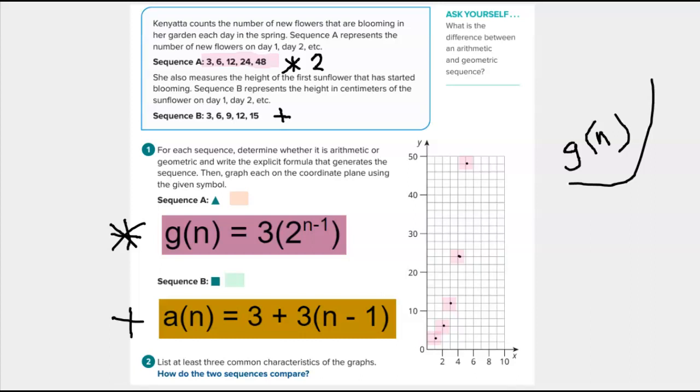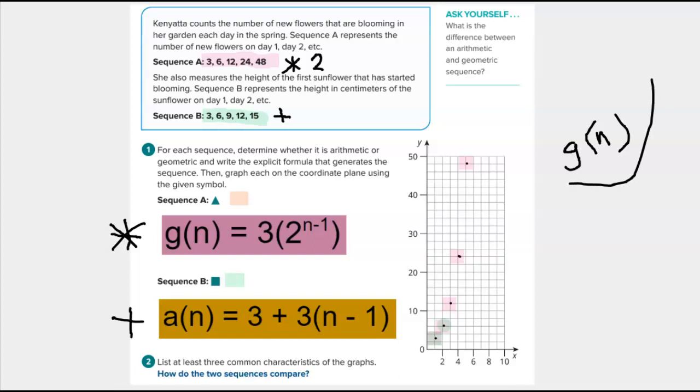Now let's graph function A. I'm going to do that with my green. So function A starts off with 1, 3. So 1, 3, that's the same point. So my pink and my green overlapped there. Now 2, 6, that also overlaps, it's right here.